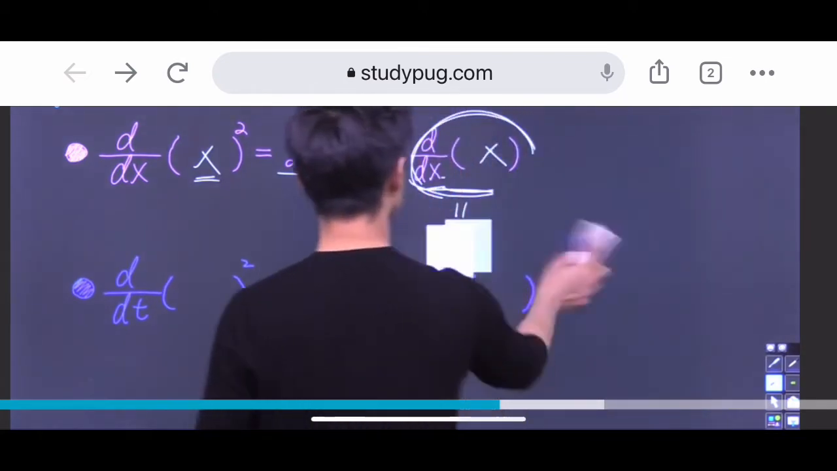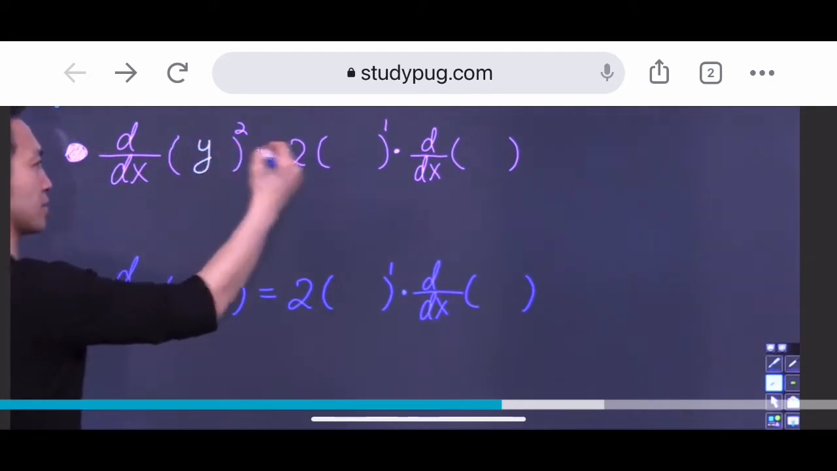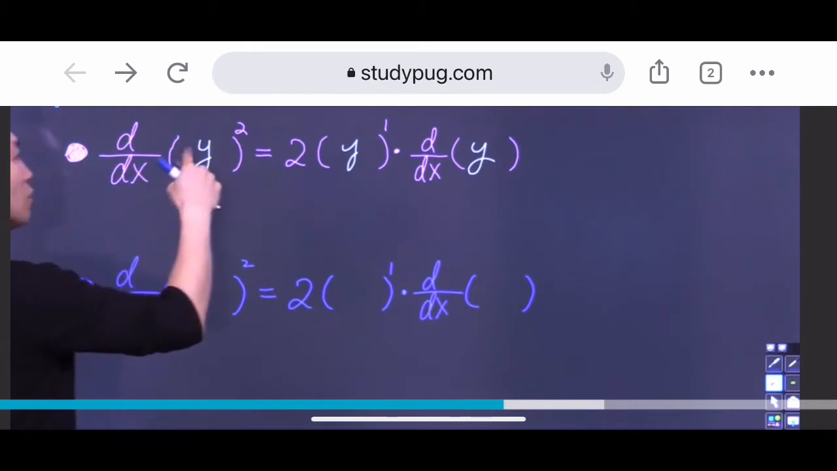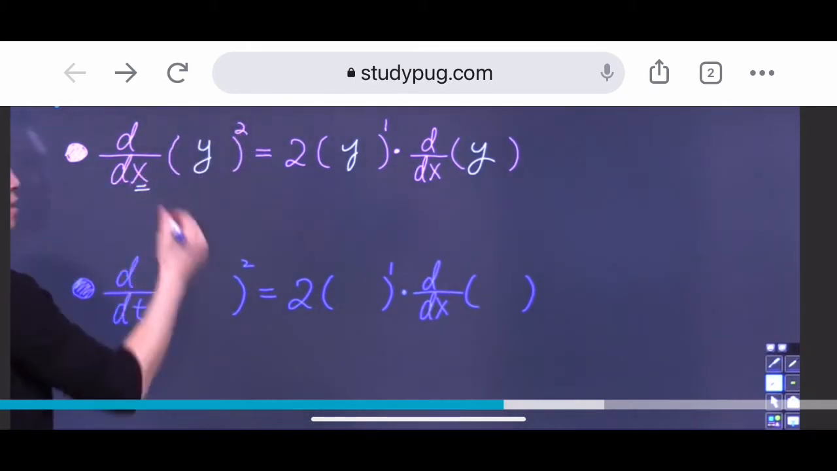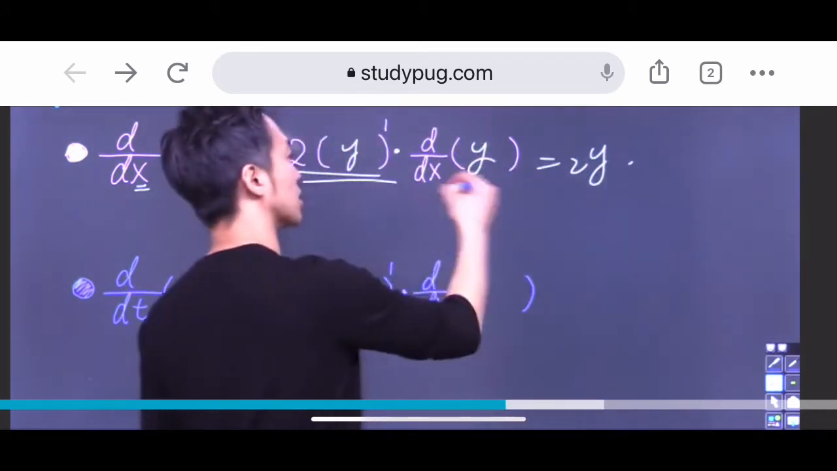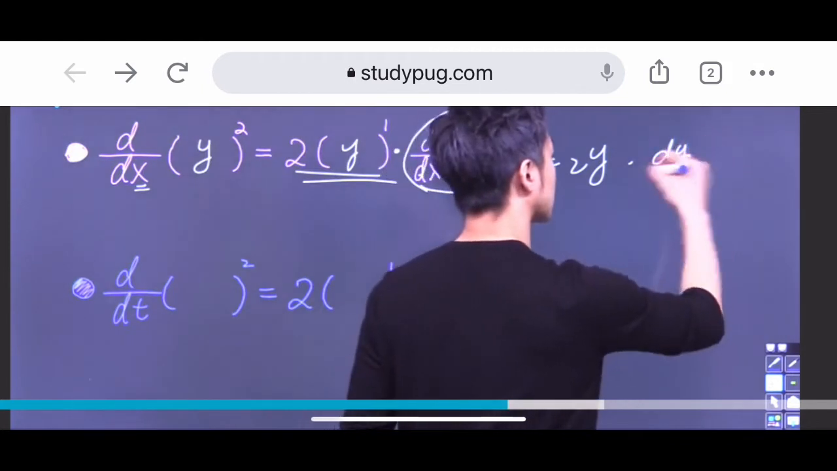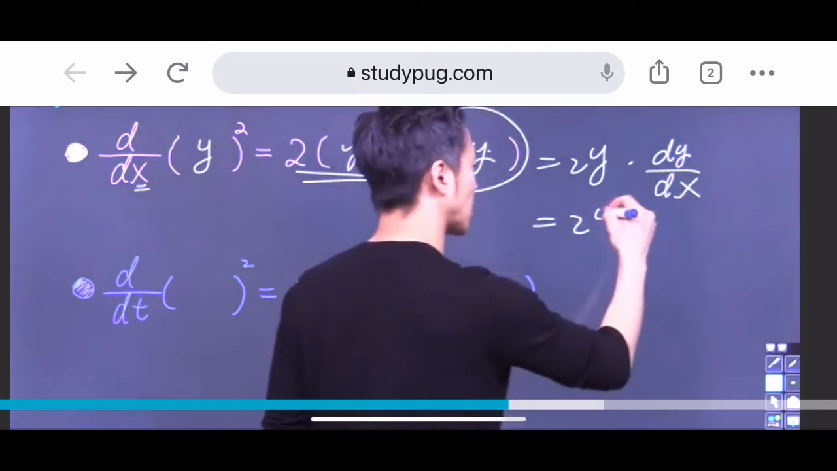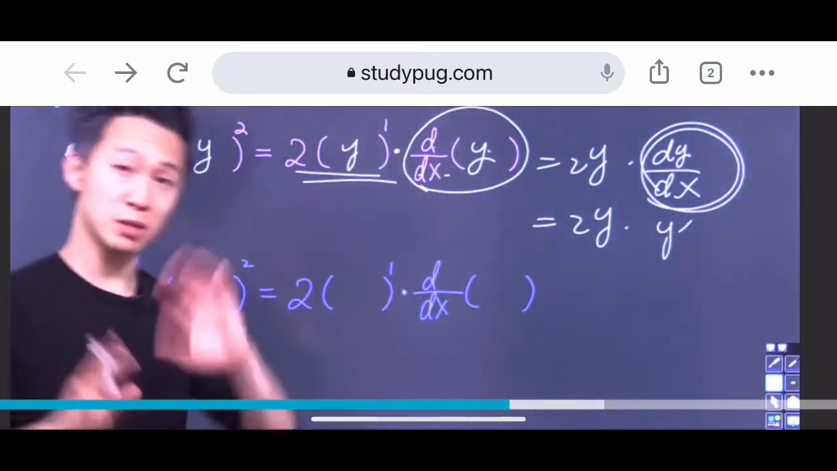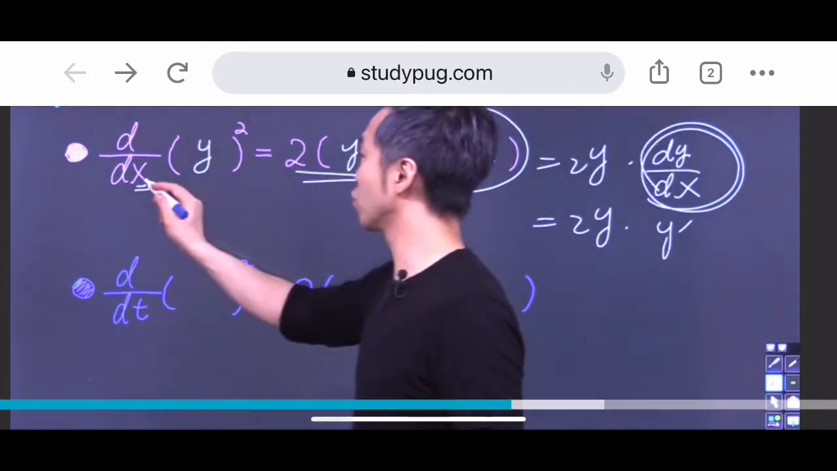Now, how about if inside the bracket the function is y? Then what do we have? The derivative of y squared with respect to x is 2y times dy/dx. It's just dy/dx. Some people like to write dy/dx as y prime. Simple as that. So that was performing the derivative with respect to x.